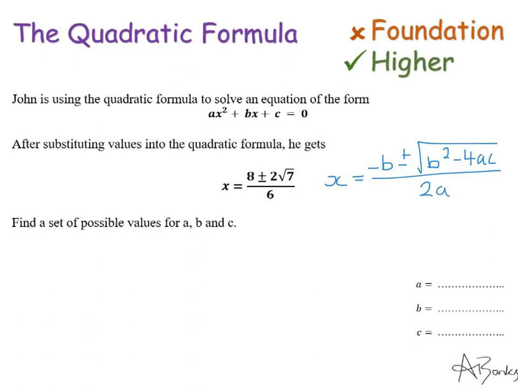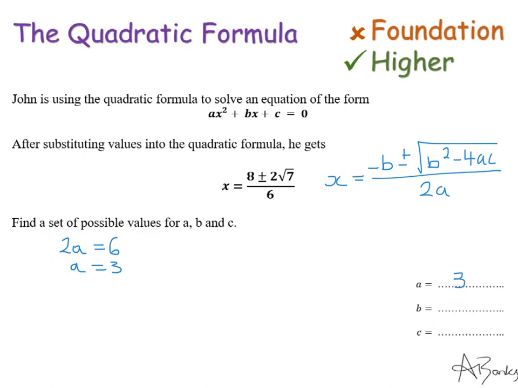So the first bit we're going to look at is we're going to find what a is. Now a is quite easy to find out. We know that at the bottom of the quadratic formula we have 2a, and here we have 6. So 2a must equal 6. So a must be 3. So that's 1 mark. It's quite easy to find out what a is.